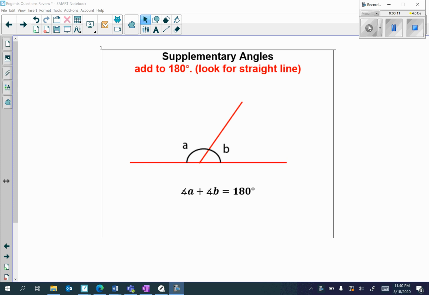First, I have supplementary angles that add up to 180 degrees. Look for a straight line. So notice in the diagram, I have a straight line, and angle A plus angle B is equal to 180 degrees. So when you're looking at a diagram, always look for straight lines. Straight lines indicate supplementary angles that add up to 180 degrees.